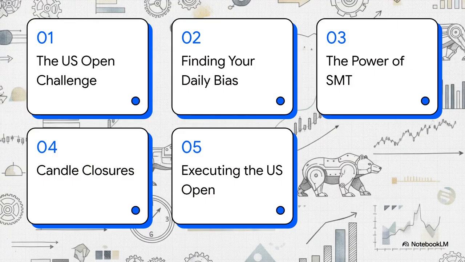So here is our roadmap for today. 1. The US Open Challenge. 2. Finding your daily bias. 3. The power of SMT. 4. Mastering candle closers. And finally, 5. Executing the US Open. We're going to build this strategy piece by piece so you're fully equipped by the time we hit the opening bell.